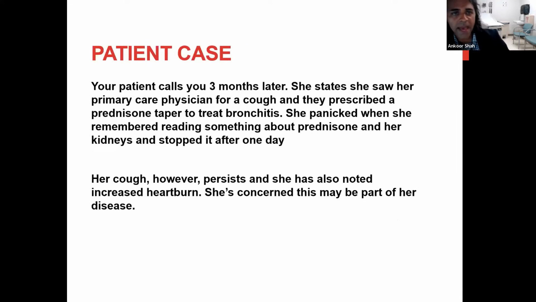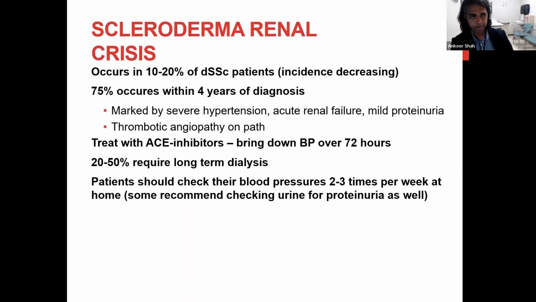Okay, back to the patient case. Your patient calls you 3 months later. She states she saw her primary care physician for a cough and they prescribed a prednisone taper to treat bronchitis. She panicked after taking one dose when she remembered reading something about prednisone and her kidneys, and stopped it after that one day. Her cough, however, persists, and she's also noted increased heartburn. She's concerned that this may be part of her disease.